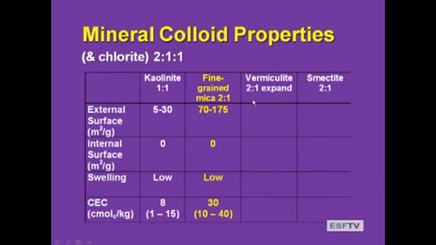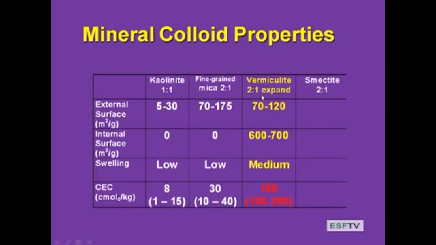Then we moved on to vermiculite. We said vermiculite was 2-to-1 and it had limited expansion. It had about the same or slightly lower range of external surface area, so the crystals must be about the same size as the 2-to-1 fine-grained micas. Here we had internal surface area up to 600 to 700 meters squared per gram. Recall that this was limited expansion. Water could fit in between those 2-to-1 layers, and not only water, but cations. So that internal surface area allows for a higher CEC. So medium swelling and an average CEC of 150 centimoles of charge per kilogram, and a pretty wide range.